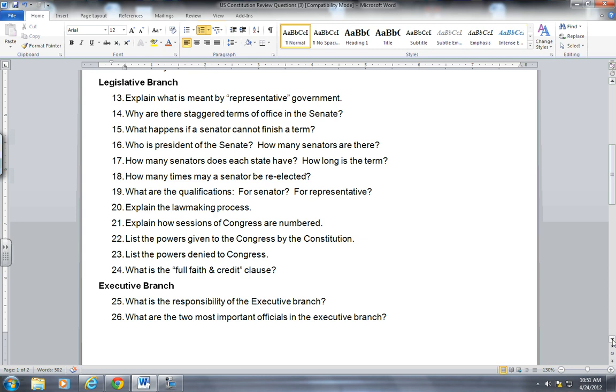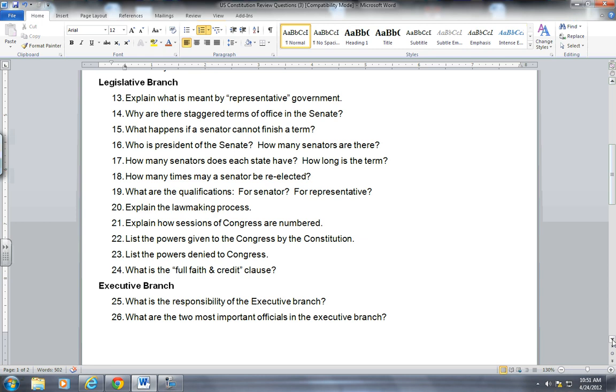19, qualifications for a United States senator are at least 30 years of age, a U.S. citizen for at least 9 years, and must live in the state being represented. For a U.S. representative or congressman or congressperson, representative must be at least 25 years of age, a U.S. citizen for at least 7 years, and they must live in the state and district being represented.